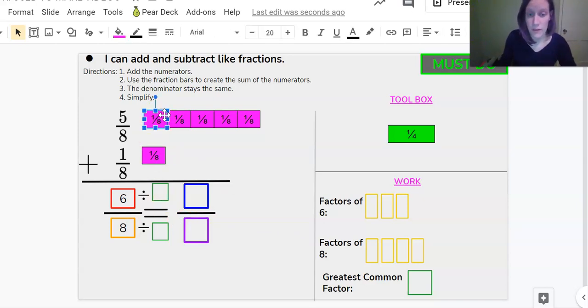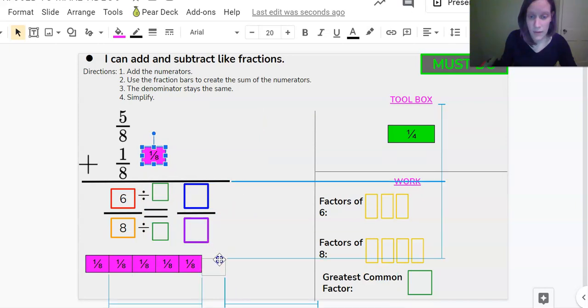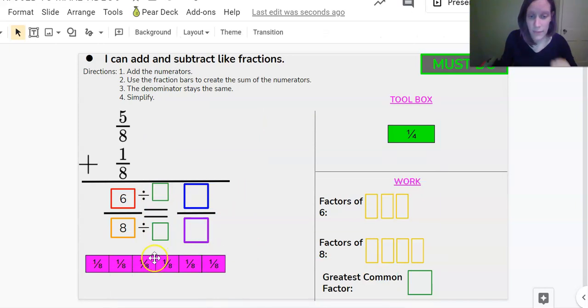Now when I bring those down, I can see that again. So I'm going to go like this. I'm going to use that control key because it helps me grab a bunch at once. 6, 1, 2, 3, 4, 5, 6/8. So I should be able to count that 1, 2, 3, 4, 5, 6 eighths. And it should match right here, and it does. But then it says step 4, simplify. We can make a simpler fraction here.